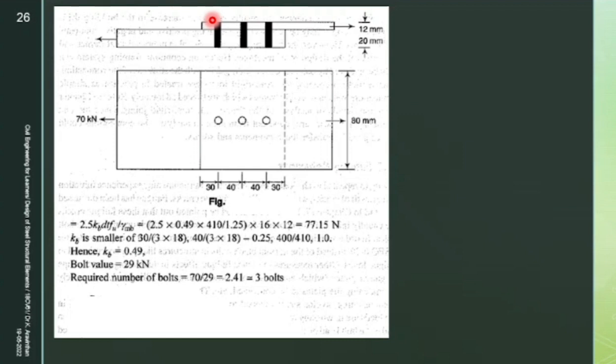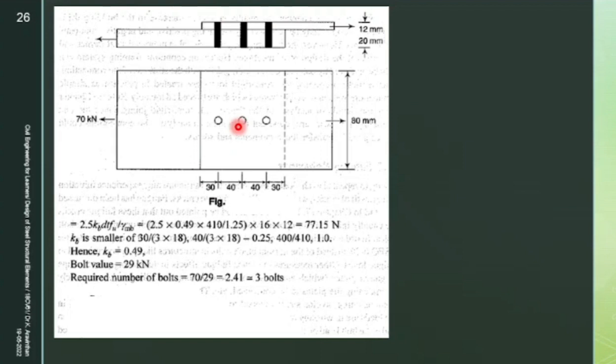Minimum edge distance you have found out, no? 1.5 times the dia of hole. What is that? 1.5 times 18 is how much? You got 27. So minimum 27 is required. You can provide 30. So here they have provided 30, but you should not go below 27. You can go up to 30. They have provided 30 here. Okay. Now pitch is the distance between the 2 bolts. So what is the minimum condition there? 2.5 times what?